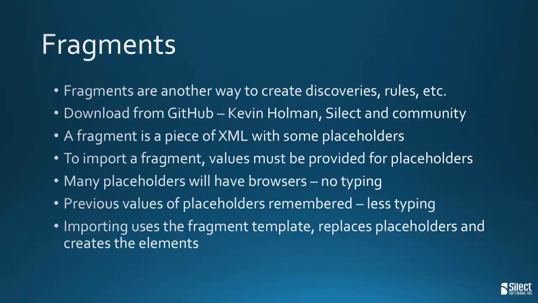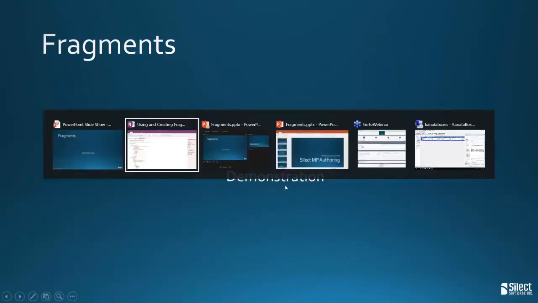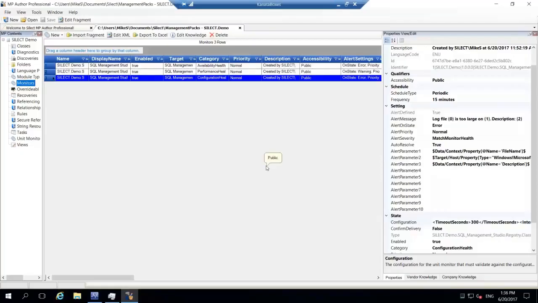So when we go to use the fragment, import it, we take this fragment template, we replace the placeholders, and then we create the elements. And we'll be demonstrating that in a lot of detail. So I think the next thing is we start with our demonstration. And let me find my come out of boxes thing here.